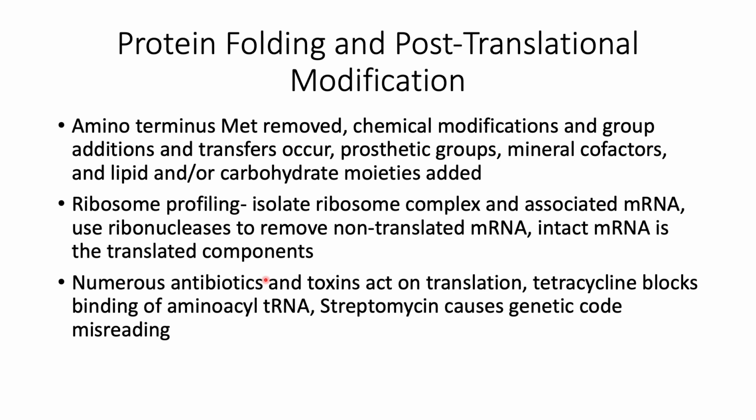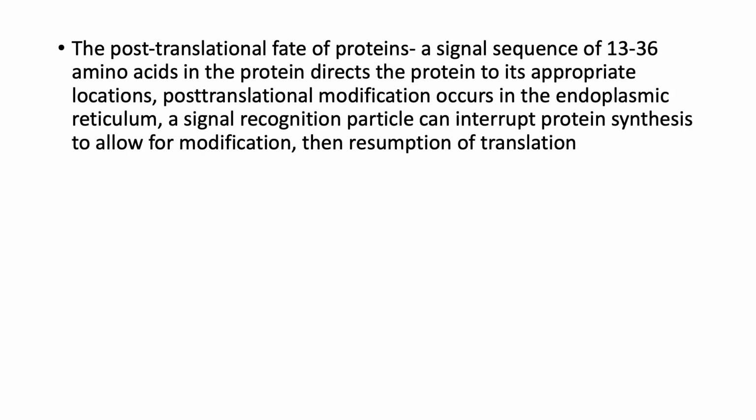You can have numerous antibiotics and toxins act on the translation. Tetracycline blocks binding of aminoacyl tRNAs. Streptomycin can cause misreading of the genetic code. For the post-translational state of proteins, a signal sequence of 13 to 36 amino acids in a protein will direct the protein to its appropriate locations. Post-translational modification occurs in the endoplasmic reticulum. There's a signal recognition particle that can interrupt protein synthesis and allow for modification, and then resume translation.